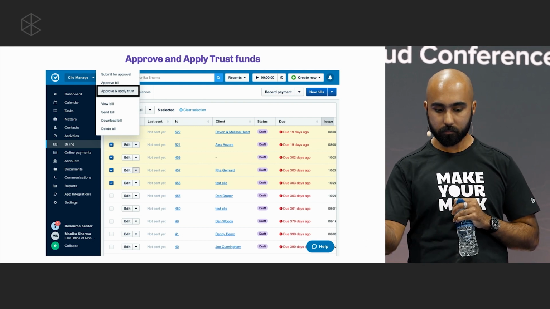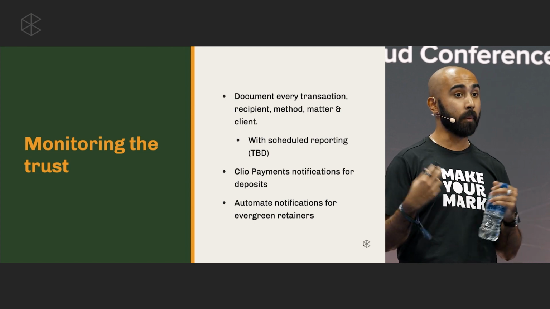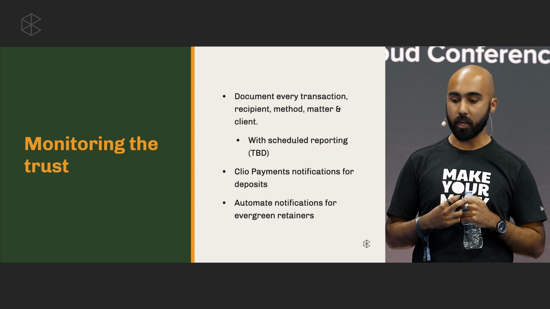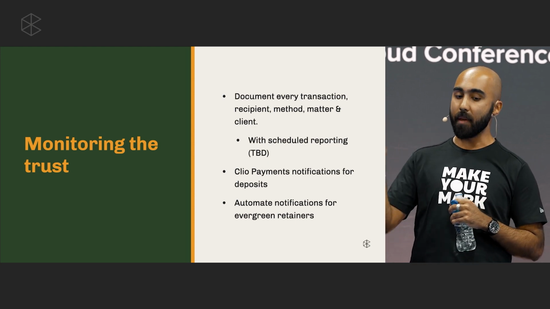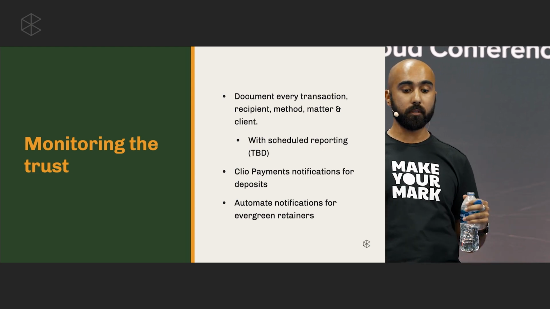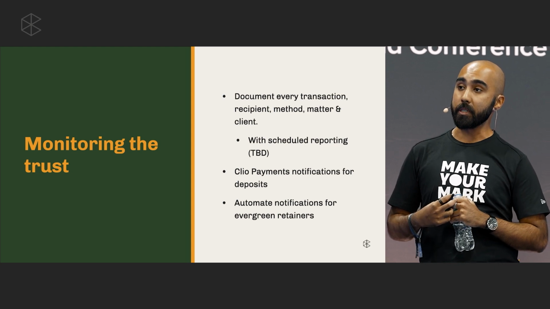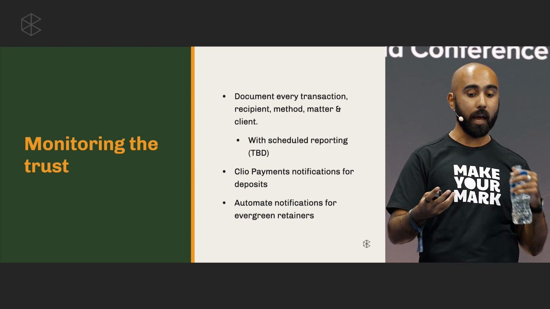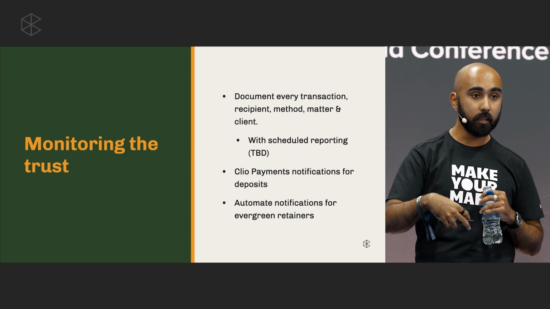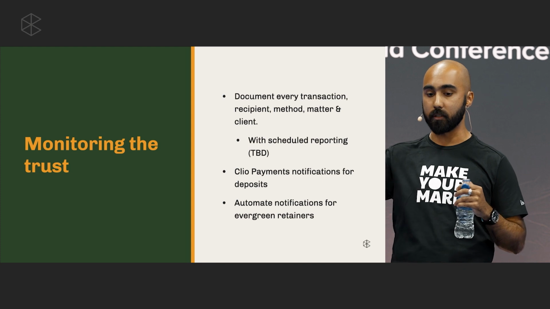All right. So you know to get funds in, you know to get funds out, but you've got to do the monitoring. So when it comes to monitoring your trust, you want to document every recipient, method, matter, and client. You want to use Clio Payments notifications for your deposits. You want to automate notifications for your evergreen retainers. Evergreen retainers allow you to set up a minimum threshold within your account. If that threshold is met, the responsible attorney is notified and they can send out a trust request to top up those funds.